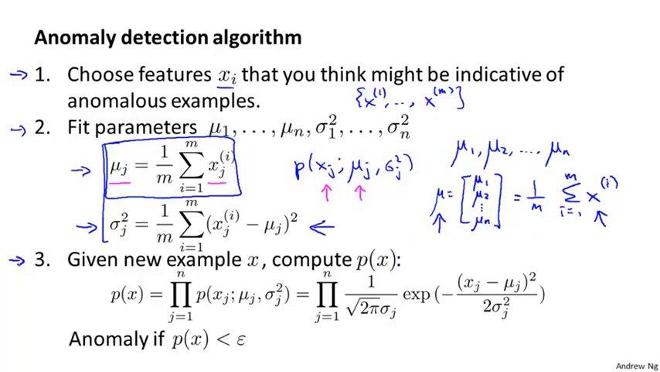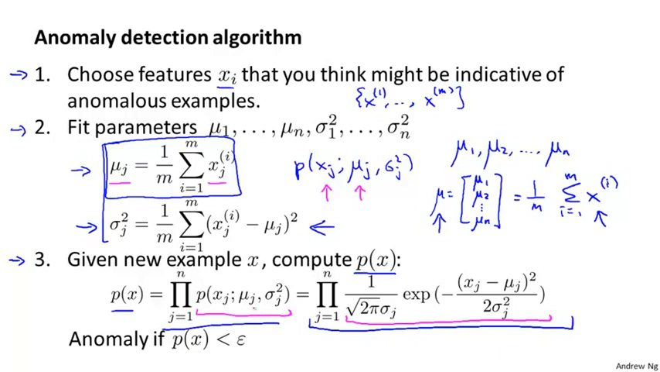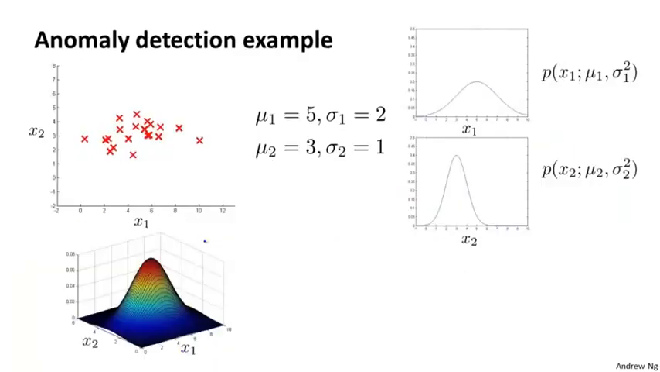Finally, when you're given a new example, so when you have a new aircraft engine and you want to know, is this aircraft engine anomalous, what we need to do is compute p of x. What's the probability of this new example? So p of x is equal to this product, and what you compute is this formula, where this thing here is just the formula for the Gaussian probability. You compute this, and finally, if this probability is very small, you then flag this thing as an anomaly.